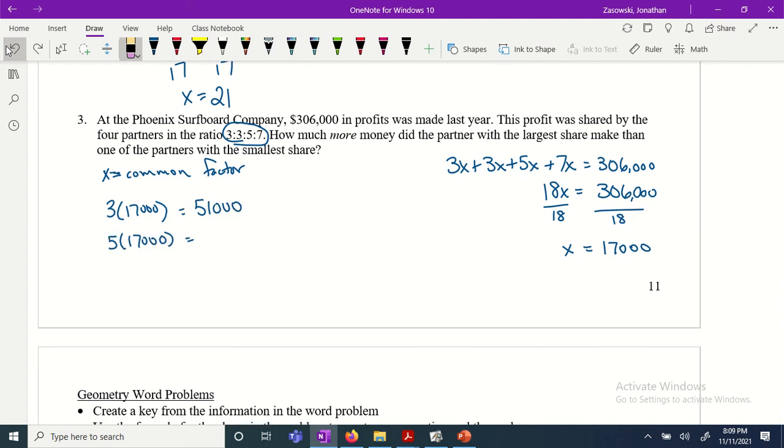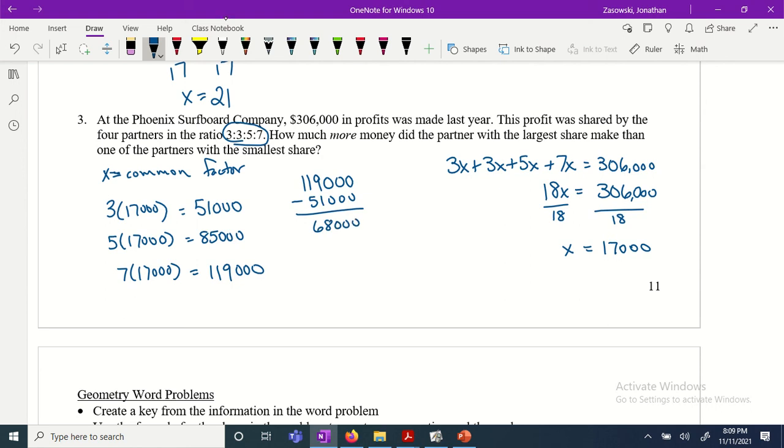5 times 17,000 is going to equal 85,000. And then 7 times 17,000, you can do the math on that one, is equal to 119,000. So how much more money did the partner with the largest share make than one of the partners with the smallest share? We just have to find the answers, but that's not what the question is asking us. So now we need to go ahead and subtract and see what the difference is. And we should get 68,000.